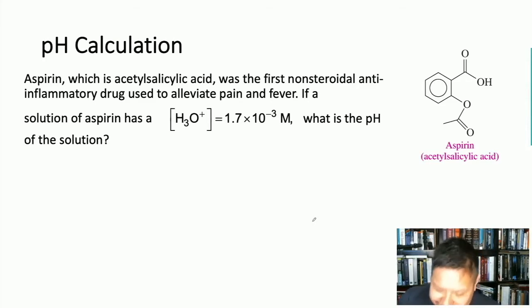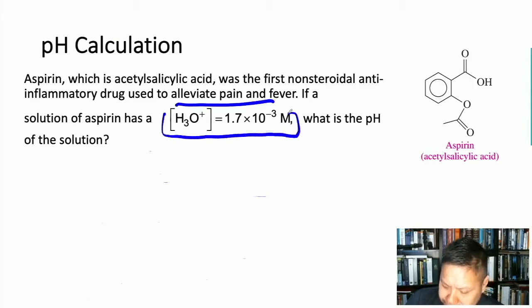Anyway, so aspirin is acetylsalicylic acid, and it's an NSAID, a non-steroidal anti-inflammatory drug, kind of like naproxen, Aleve, those kinds of things. Alleviates pain and fever. We all know that. And a solution of aspirin has a H3O+ concentration, or hydronium ion concentration, of 1.7 times 10 to the negative 3. So what is the pH?